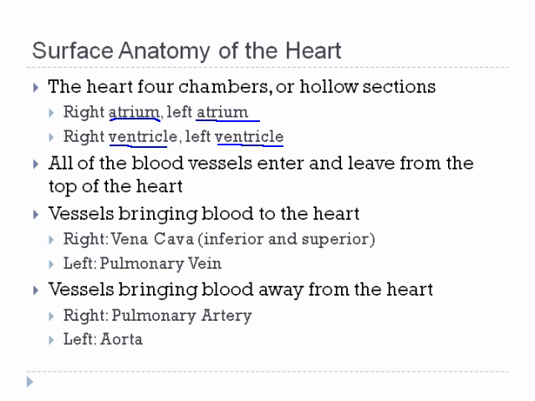The vessels that bring blood into the heart, on the right side is the vena cava, and on the left side is the pulmonary vein. And the vessels that bring blood away from the heart, on the right side is the pulmonary artery, and on the left side is the aorta. And we'll talk more about those vessels as we talk about this pathway of blood flow through the heart.